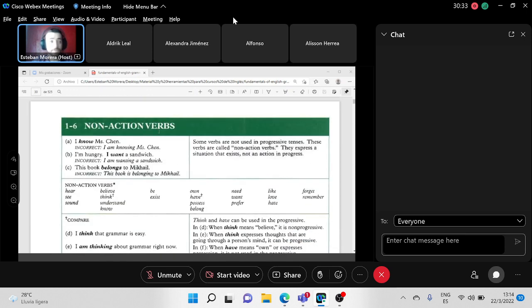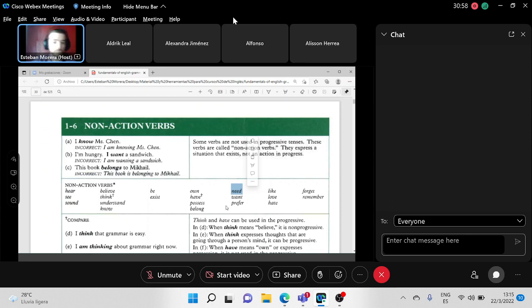What are non-action verbs, Professor? Guys, non-action verbs are verbs that are not used with ing. We don't use them in the progressive form. They are not commonly used with ing. We don't say believing. We don't say possessing. We don't say wanting. We don't say needing, right? These verbs are not used in progressive tenses.